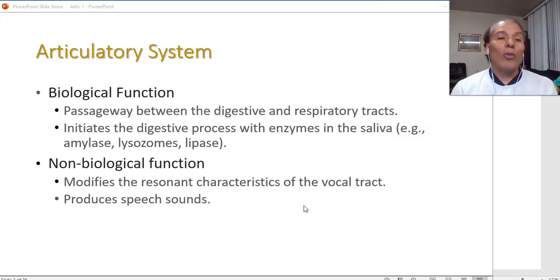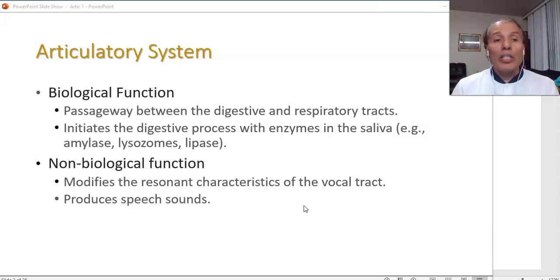And since we already have the mechanism, we are able to also use it for purposes of speech production. And I say speech because you can only produce speech in the articulatory system. So we say the functions of articulation and speaking are overlaid on the biological functions of the vocal tract.